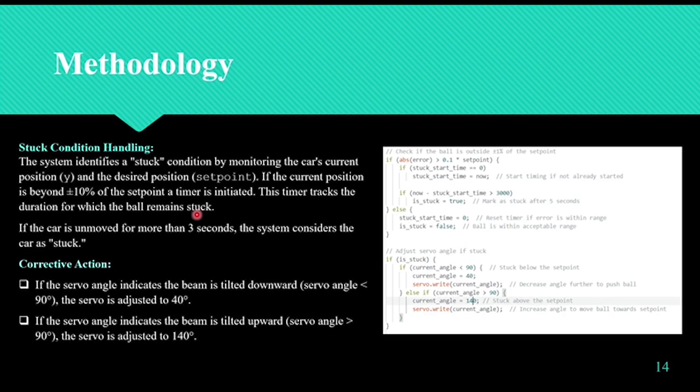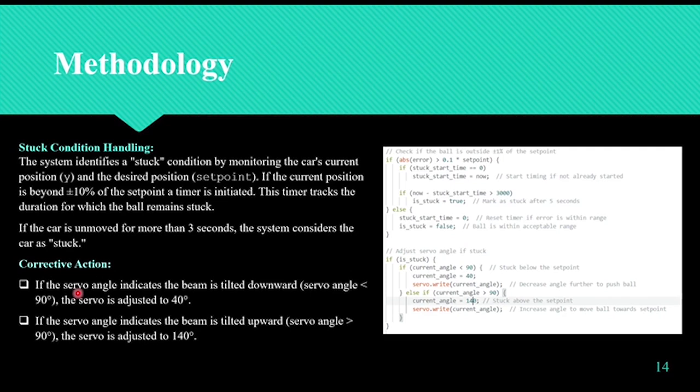Through these two actions, a car can be taken out of its stuck position. If the car is stuck below the set point, the servo adjusts to 40 degrees drastically, tilting the beam downward to encourage movement to the car.